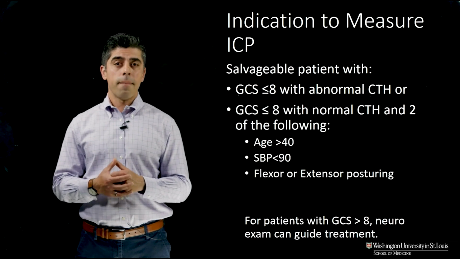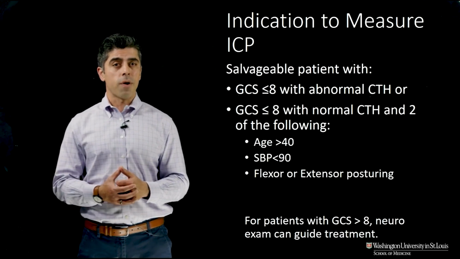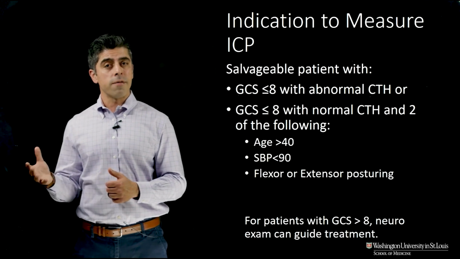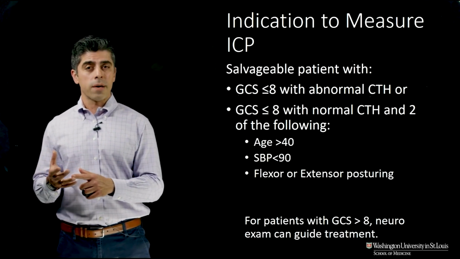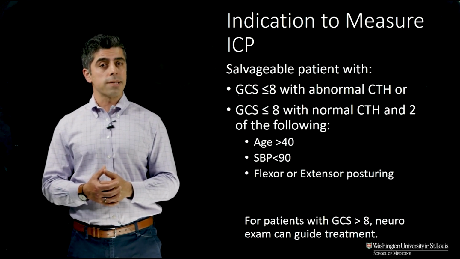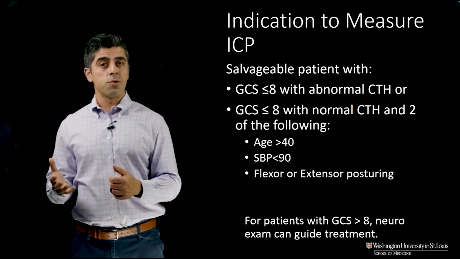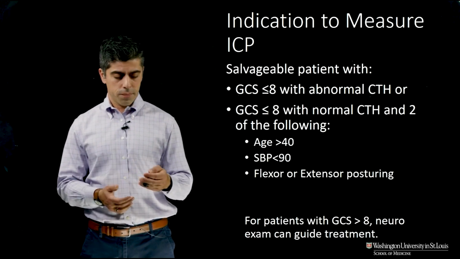Again, I want to mention this is really specific for traumatic brain injury, as the indications for ICP monitoring or CSF diversion are different for different diseases, ranging from ICH to subarachnoid hemorrhage. For patients with TBI with a GCS greater than 8, a neuro exam can guide treatment, and we commonly won't place ICP monitors for these patients.